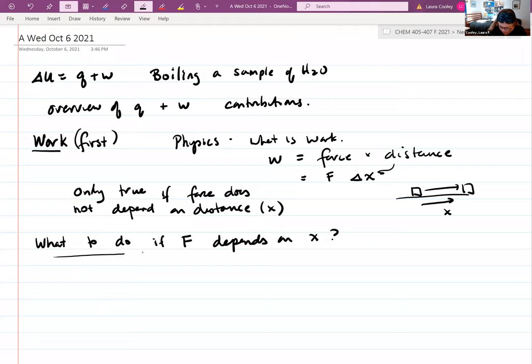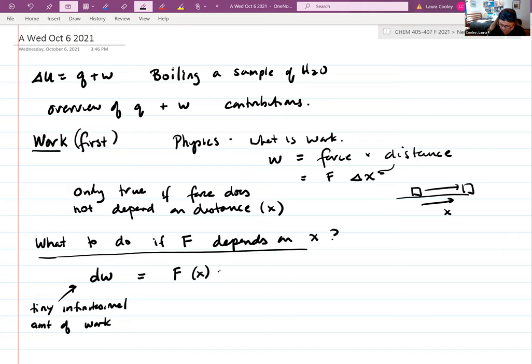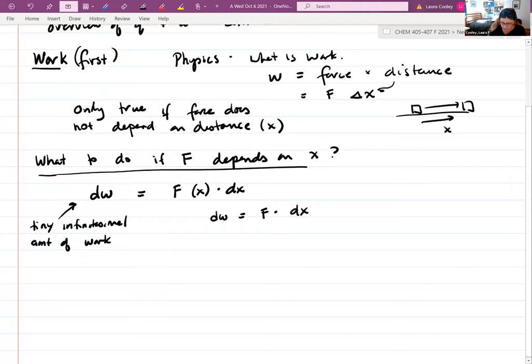Well, then you can't do it this way, because what you've basically got to do is take the force at a particular x, multiply it by the infinitesimal change dx, and then add up what the force is at the next infinitesimal and multiply by that change in x, dx. So the tiny infinitesimal contribution to the work, dW, is equal to the force, if it depends on x, times the tiny little change in x. So I would write it as dW is F dx.